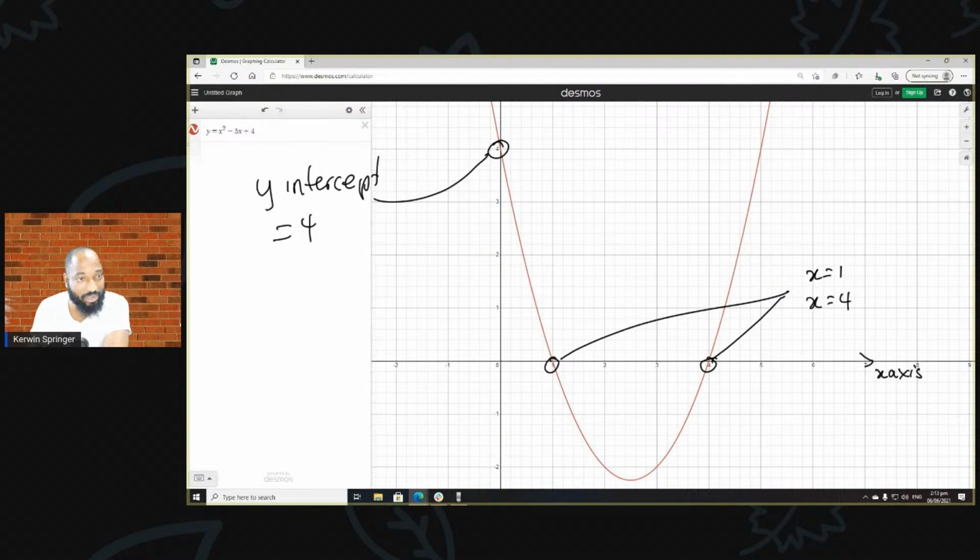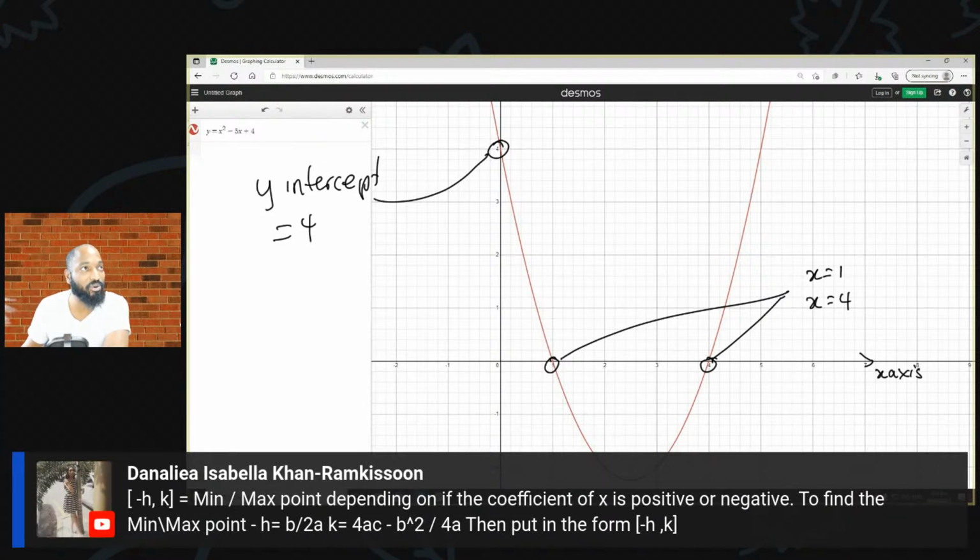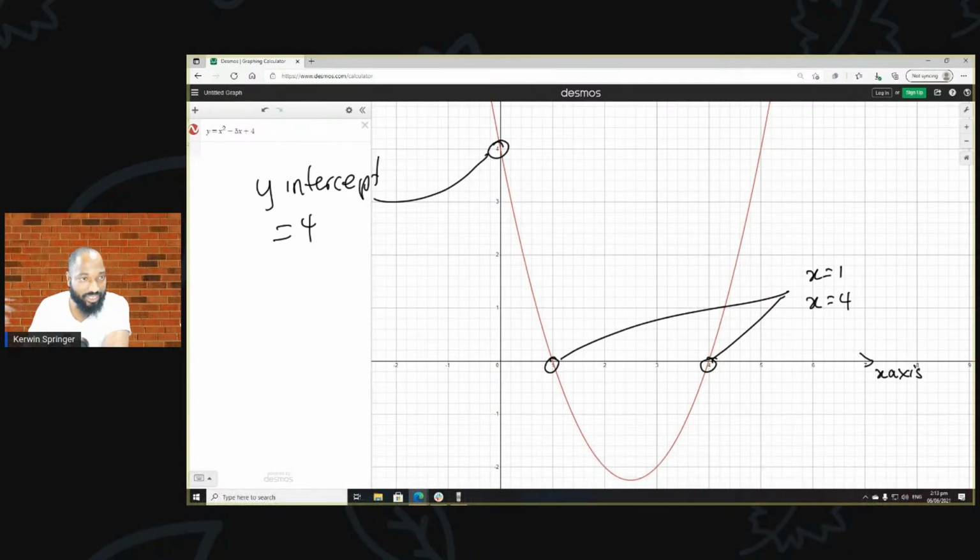And anybody else want to tell me the other important point? There's Isabella running through with the other important point. The other important point is this guy here. It's not really shown on the graph. There's no spot showing it really. But that's a really key point, AKA the turning point. Let's talk about it.